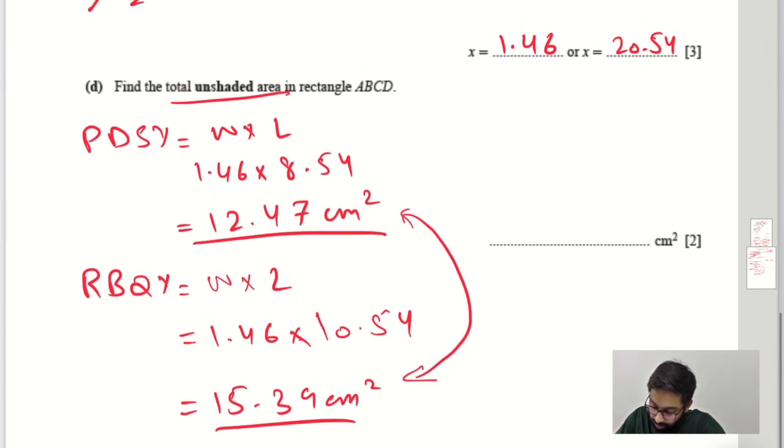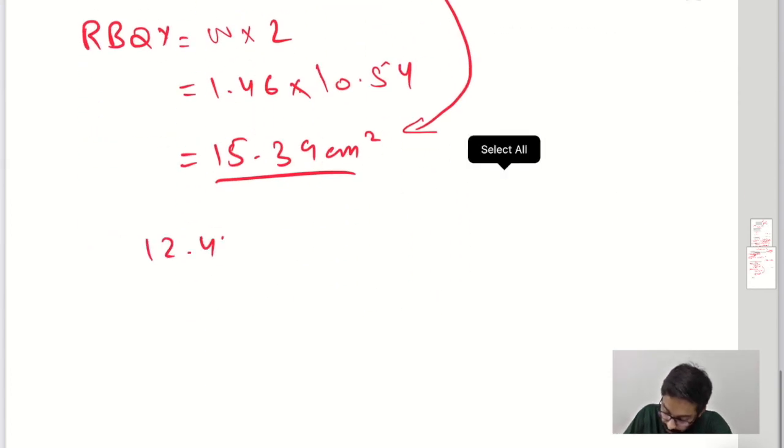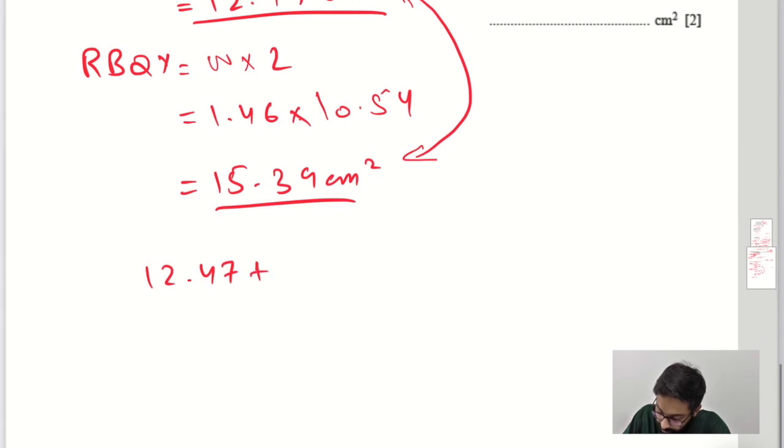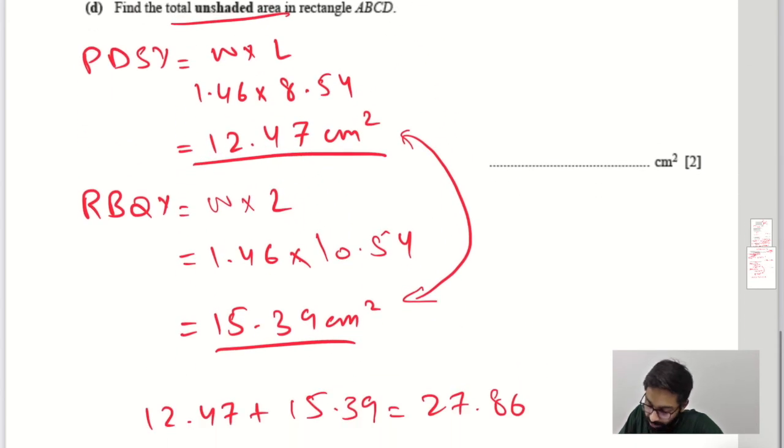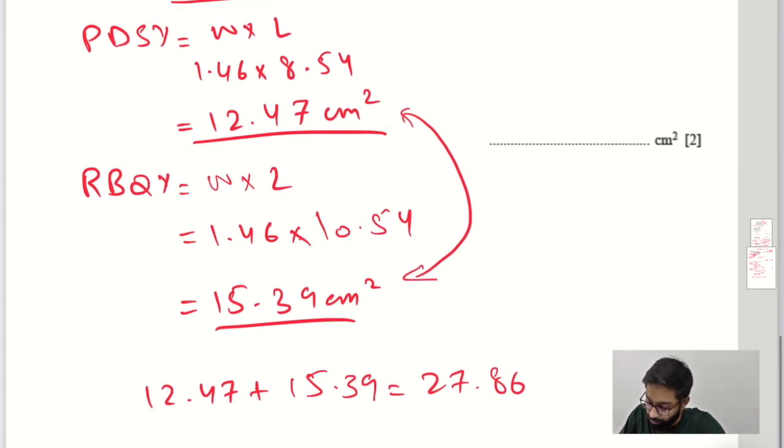Okay, since we have to find the total unshaded area, we add the two areas. We add these two values. We get 12.47 plus 15.39. Let's see what we get. 12.47 added to this gives us 27.86. Yeah, so that is your area, or you can write it as 27.9 centimeters squared.